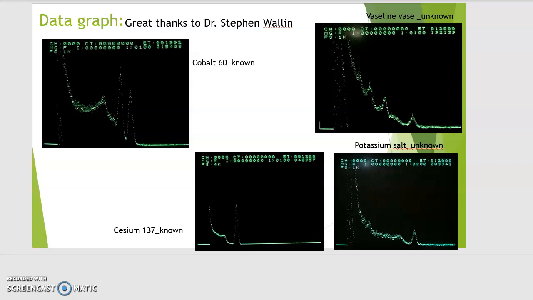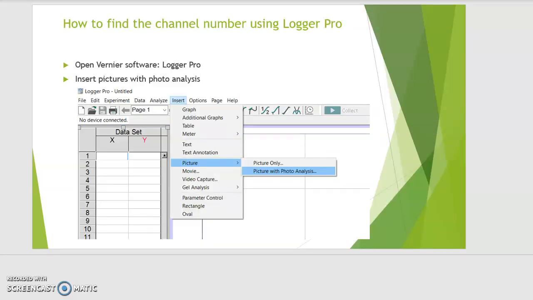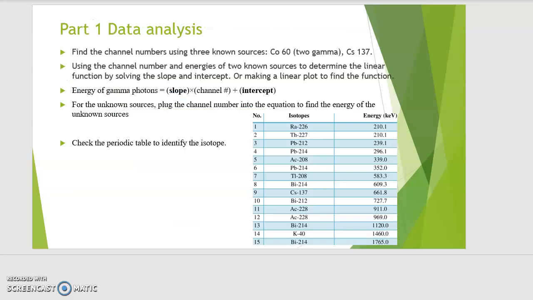But here, with the cobalt 60 and cesium, we know the energy, but for the Vaseline and this salt, we don't know the source of the radiation. So you want to find the channel number, and use the channel number to calculate the energy. So that means that we will use, I will stop here.